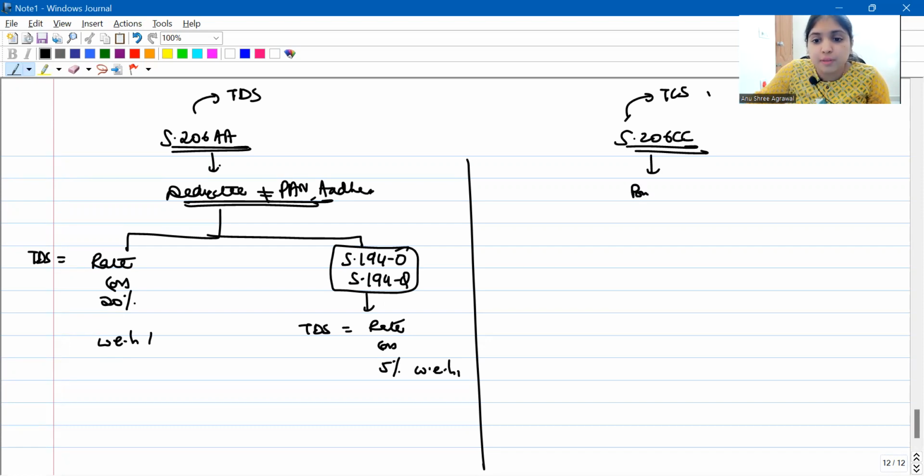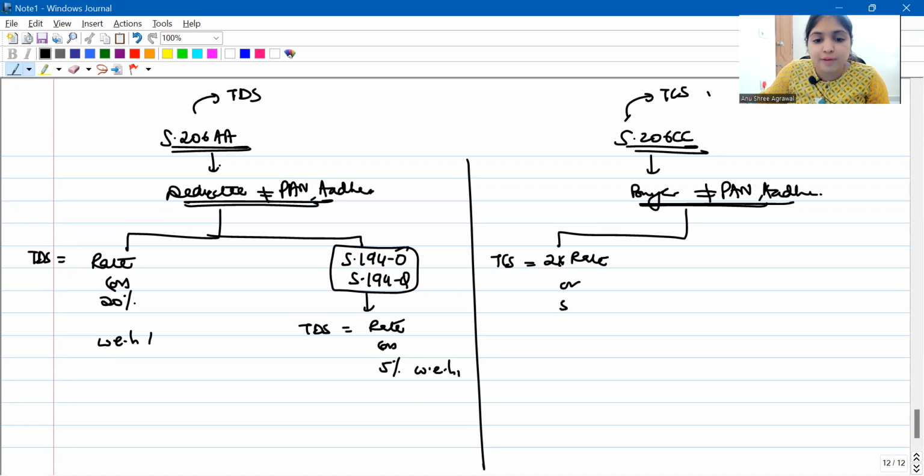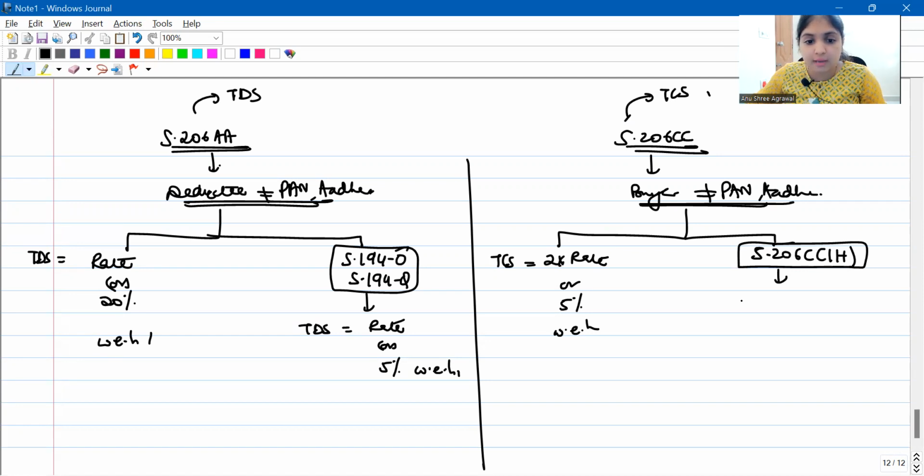206CC says if the buyer is neither giving his PAN nor is he giving his Aadhaar, in that case, the TCS rate will change. The TCS rate will be 2 times the applicable rate or 5%, whichever is higher. But if you're talking about section 206C1H, in this case, if the buyer is neither giving PAN nor Aadhaar, then the TCS rate will be 2 times the rate of that section or 1%, whichever is higher.